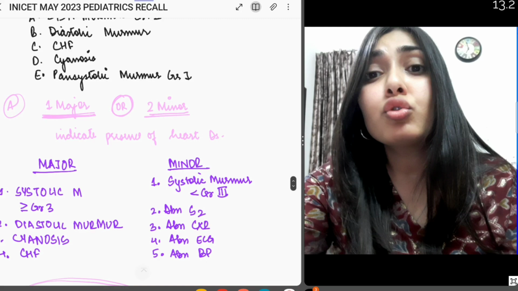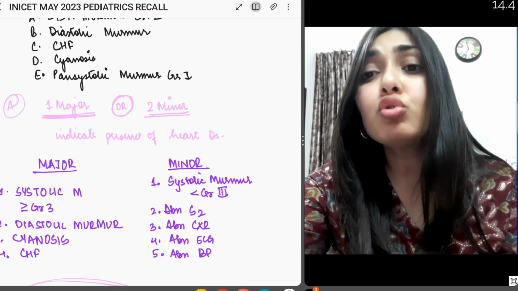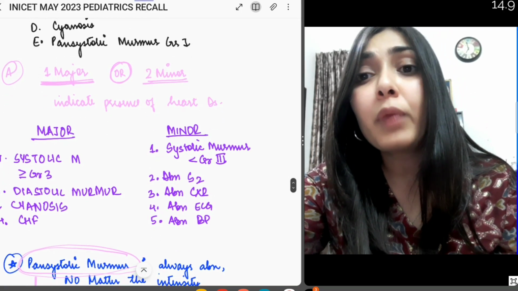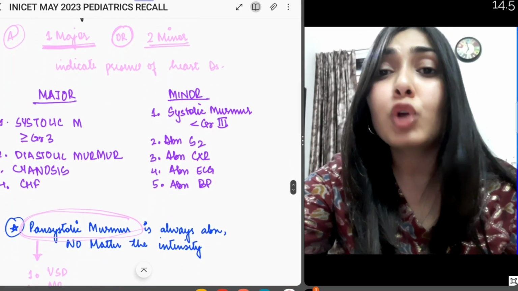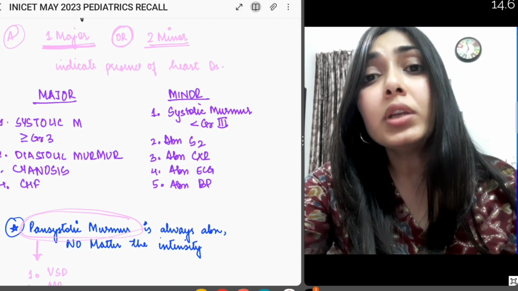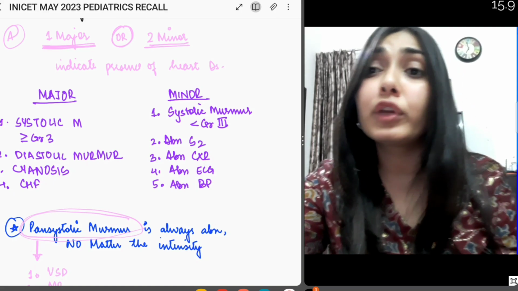Remember, it's or. So you need only 1 major, or if none of the major is present, 2 minor will indicate the presence of heart disease. Major are 4, minor are 5. Major criteria are systolic murmur grade 3 or more than grade 3, any diastolic murmur, cyanosis and CHF, that is congestive heart failure.